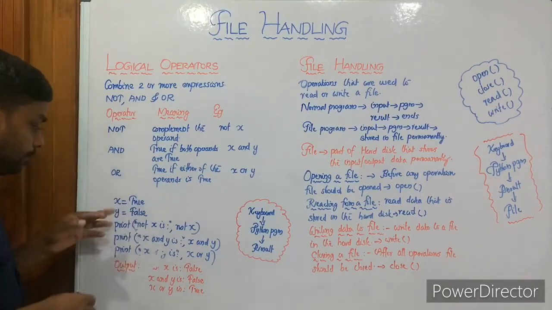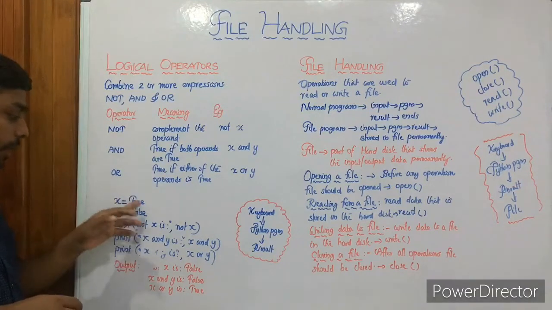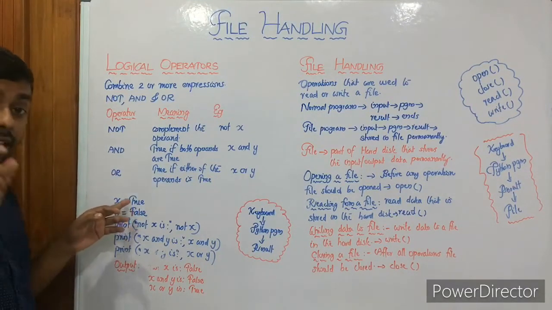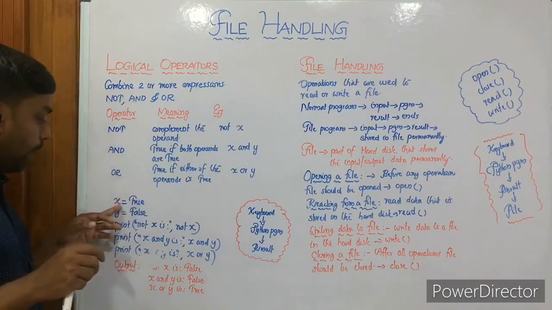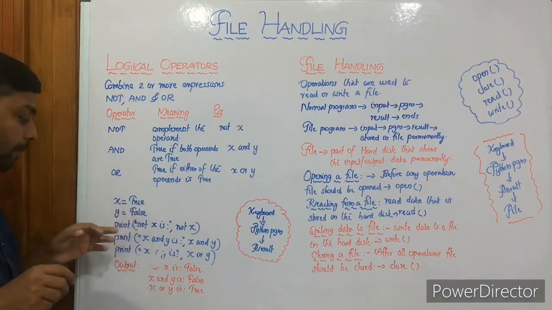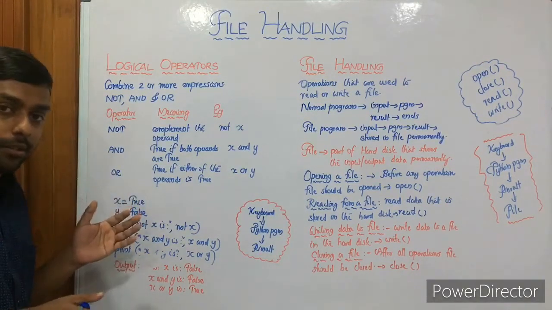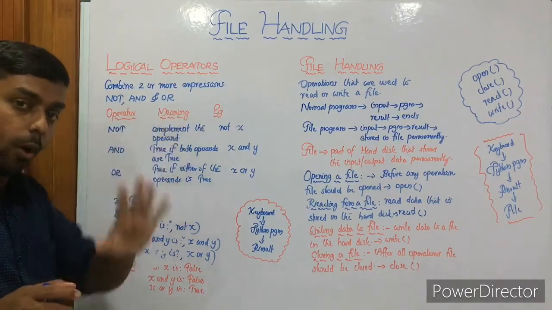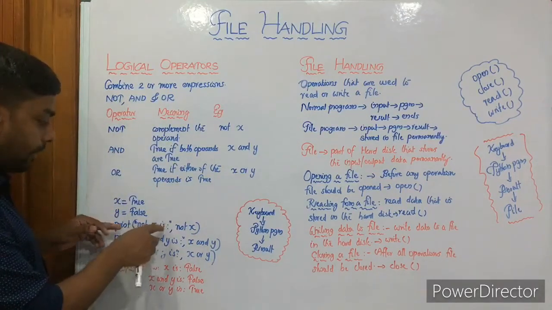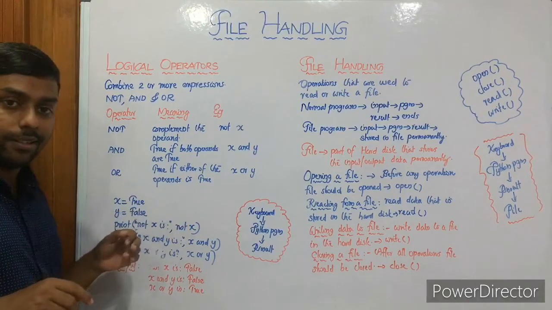And let's see one example. X equal to True, Y equal to False. Okay? T and F must be in caps. So the value of X is True and Y is False. And we're going to apply all the operators like not, and, or. Print "not X is" in quotes, comma, not X.